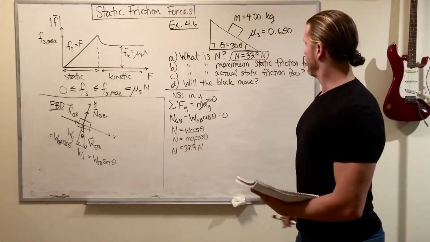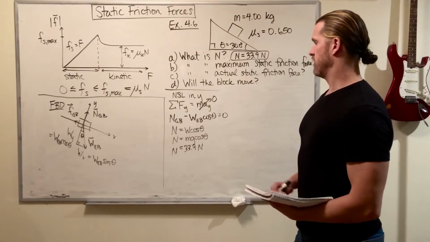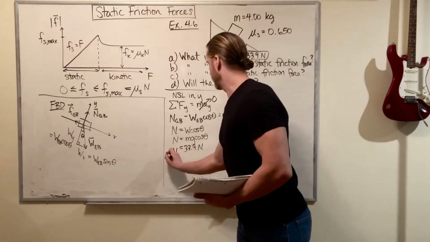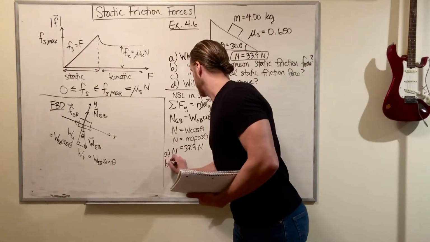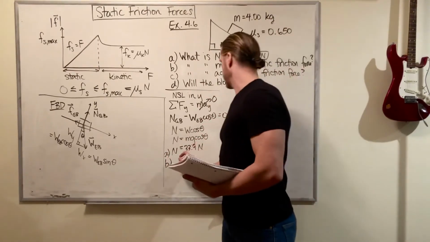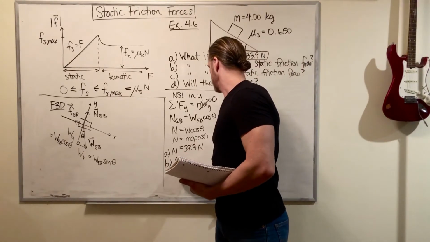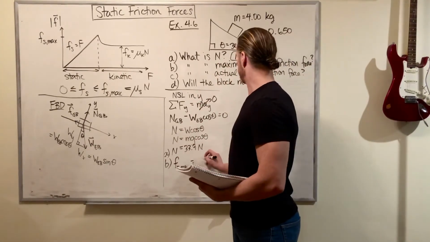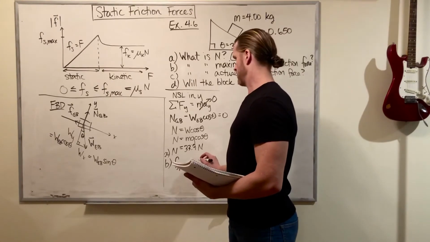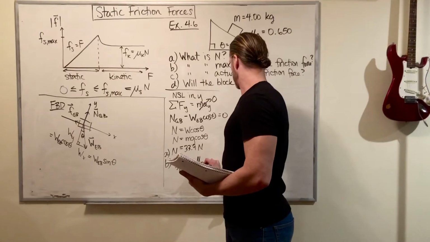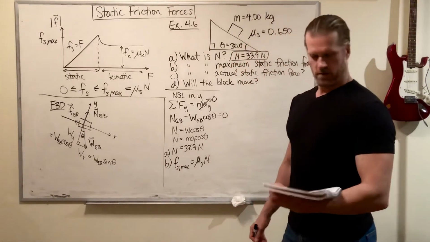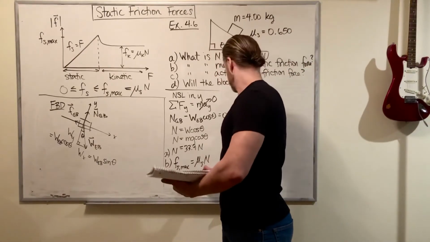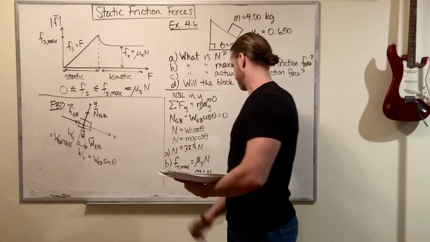All right, well, we found the normal force, which is great because now we can find, so that was the answer to part A. So now we can find the maximum static friction force. Right, that equals mu times n. And so with the values that they gave us, this is 22.1 newtons.